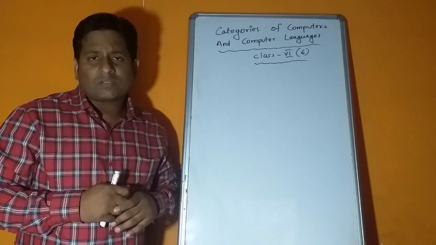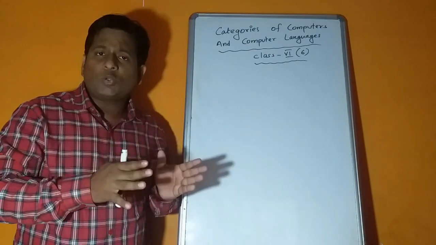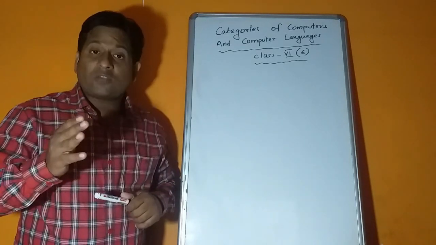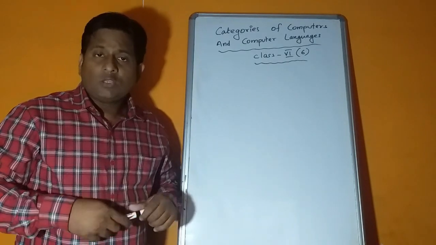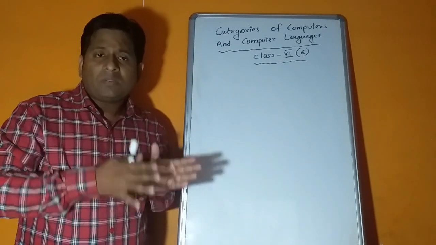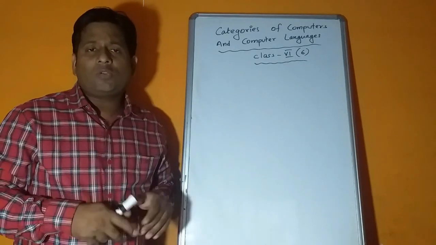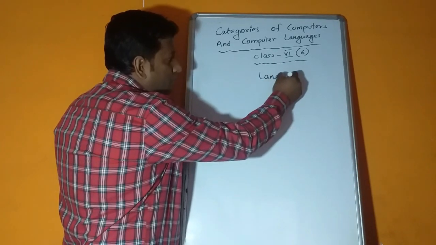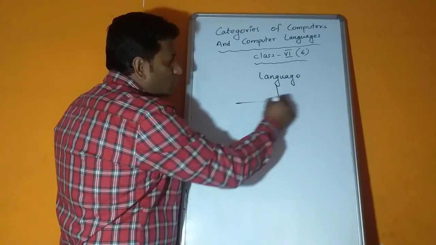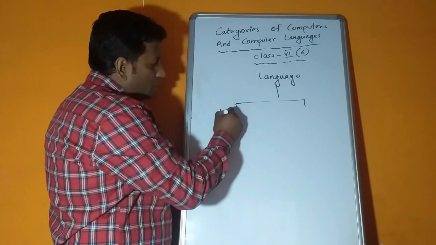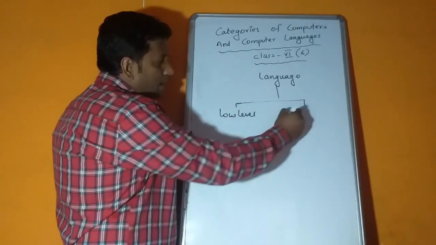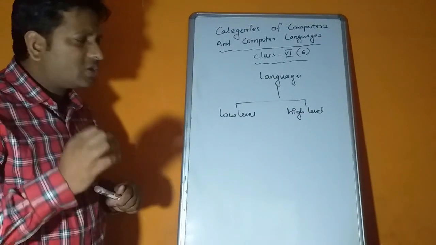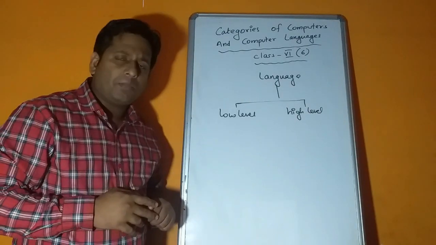Do you know what machine language is? Language which consists of 0 and 1, binary numbers. But these languages are very tough to understand. So in order to solve the problem, the languages are categorized in two different parts. You can see here, language of computer. Language of computer is categorized in two different parts: low level and high level. There are two categorizations of language: low level language and high level language.